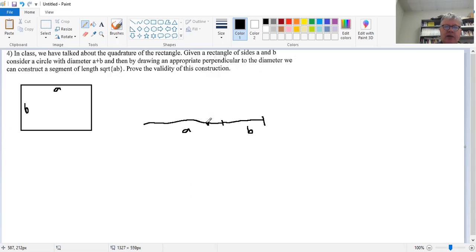And then we get our compass, put our compass point here, and draw a semicircle. And then we do a perpendicular here. And the claim then is that this x here equals the square root of AB. Okay, why is this so?